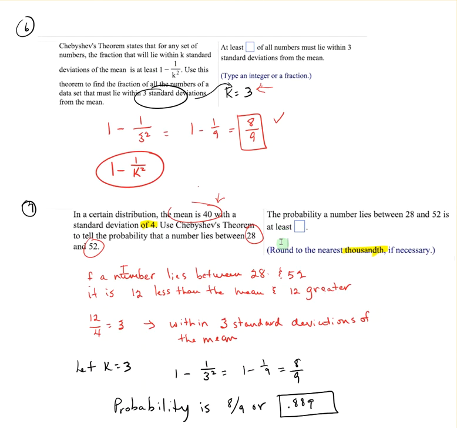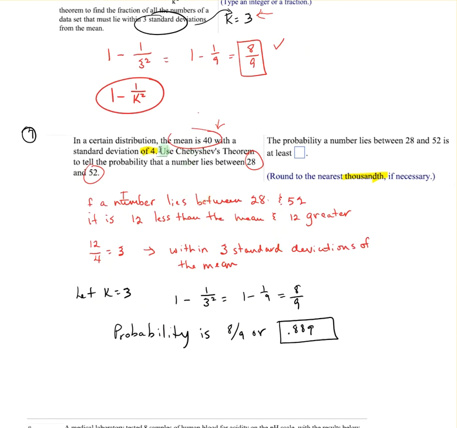Number 7, the mean in a certain distribution is 40 and the standard deviation is 4. Use Chebyshev's theorem to tell the probability that a number is going to lie between 28 and 52. So if it's between 28 and 52, well, it's 12 less than the mean. The mean is 40. If you take 28 from 40, you get 12. If you add 12 to 40, you get 52. So the number between there is 12 less than the mean and 12 greater.